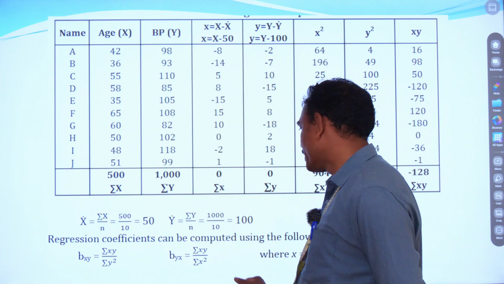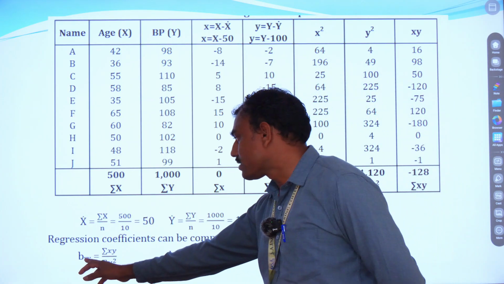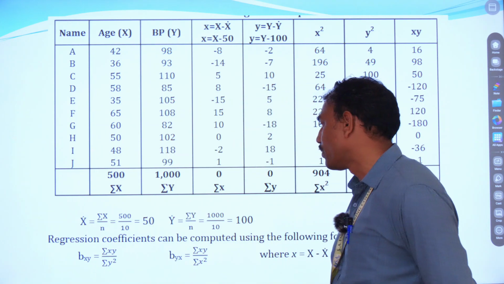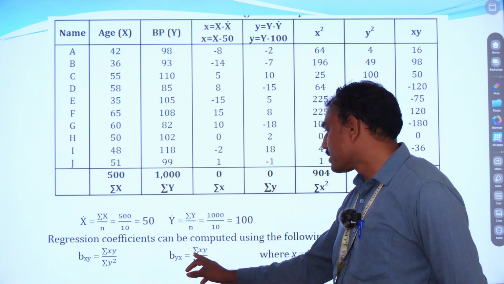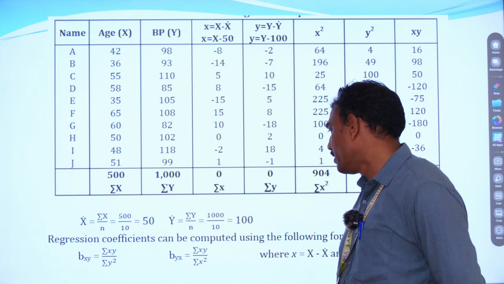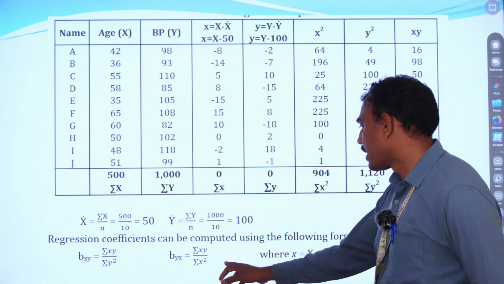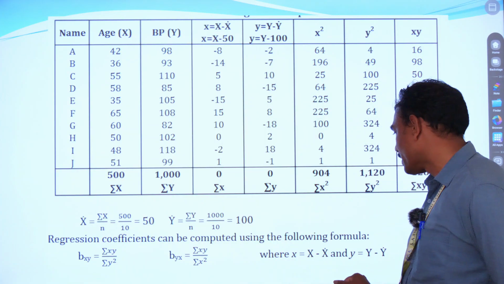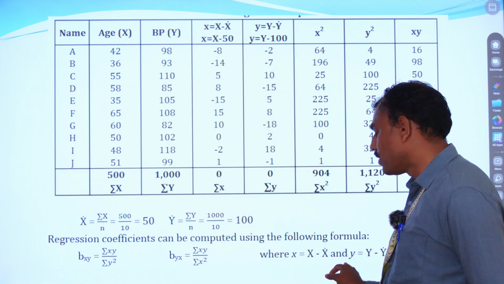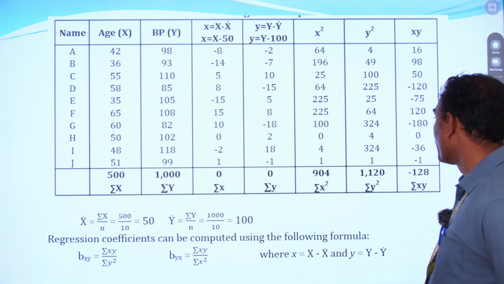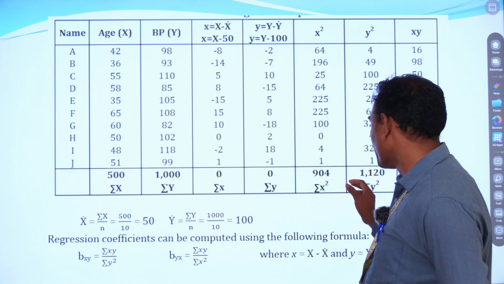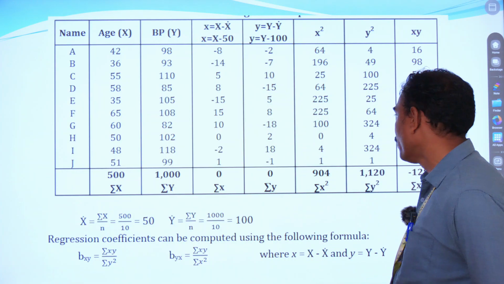The regression coefficient formulas are: for x on y, bxy equals summation of xy divided by summation of y square. For y on x, byx equals summation of xy divided by summation of x square, where here x equals X minus x bar and y equals Y minus y bar, and x bar and y bar are the mean values of x and y. So we find summation of xy, summation of x squared and summation of y square.